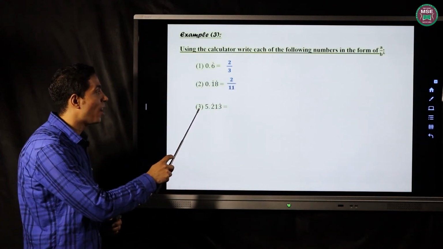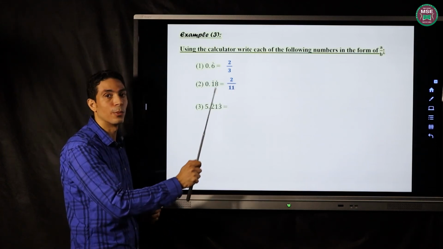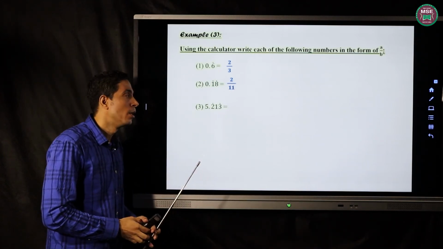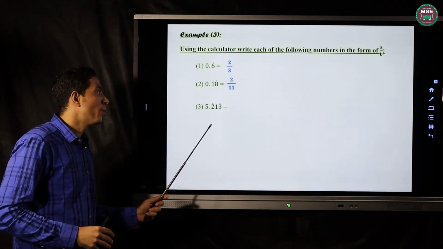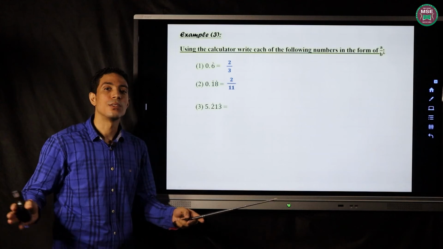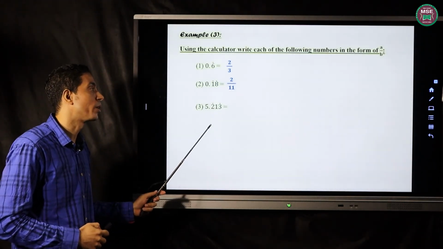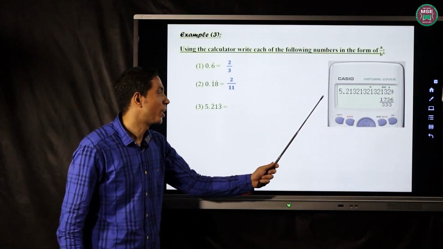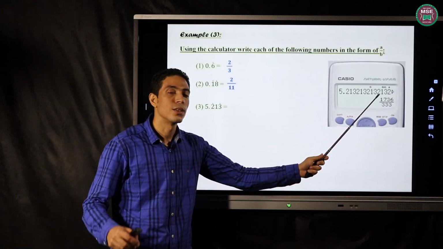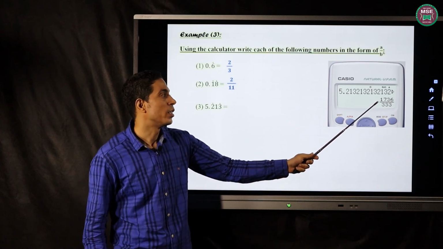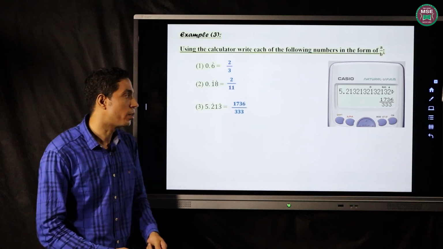Number 3, 5.213 with a dot above the number 2 and a dot above the number 3, and the number 1 doesn't have a dot. That means the numbers 2 and 3 and all the numbers between them are repeating. We can type it on the calculator as 5.213, 213, 213, 213 and so on, and press equal, it will equal 1736 over 333.